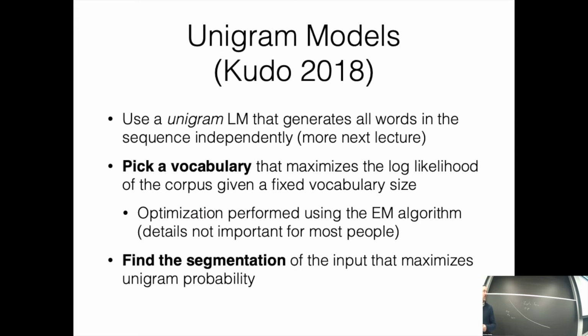So the alternative option is to use unigram models. And unigram models are the simplest type of language model. I'm going to talk more in detail about them next time, but basically the way it works is you create a model that generates all words in the sequence independently.